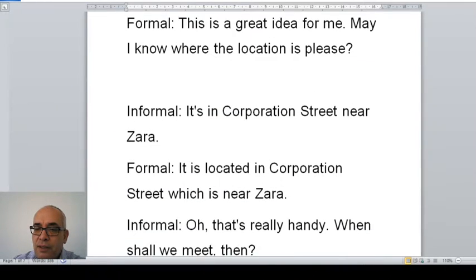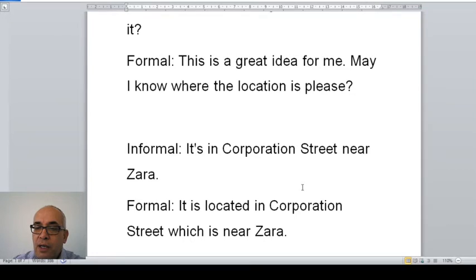Another sentence. Informal, formal. It's in Corporation Street near Zara. So this is informal. It is, this is formal. Located in Corporation Street, which is near Zara. So here it's informal. Here I don't put located because this is informal. Here I have to put located, which is formal. Here I delete which, here I have to put it again because this is a formal sentence.